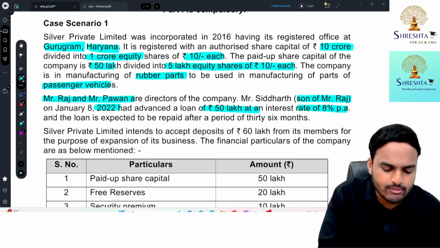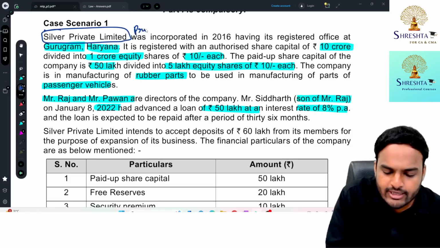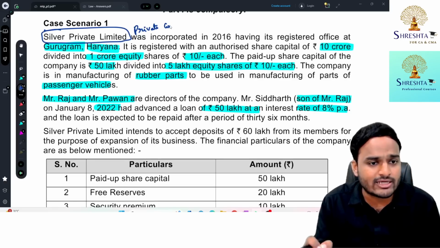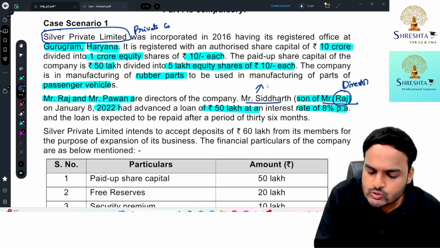Now just look at the name of the company one more time: Silver Private Limited. So this is a private company. Now who is advancing money to the company? Siddharth, son of Raj. Who is Raj? Director. Director's son means a relative of the director. Understood?